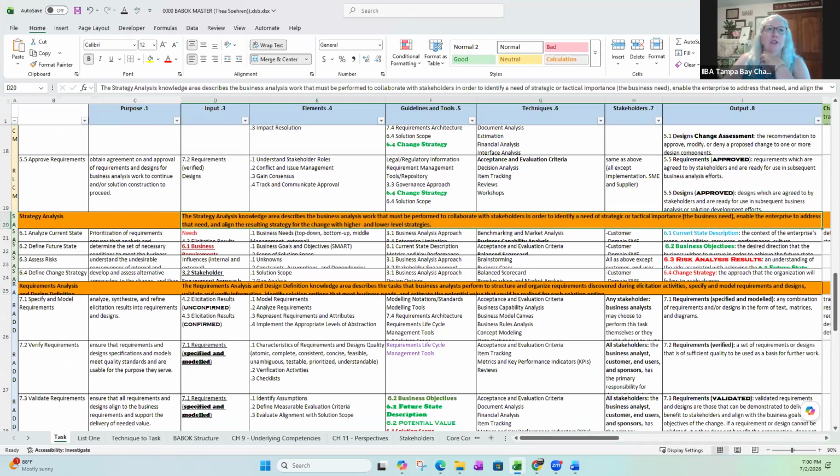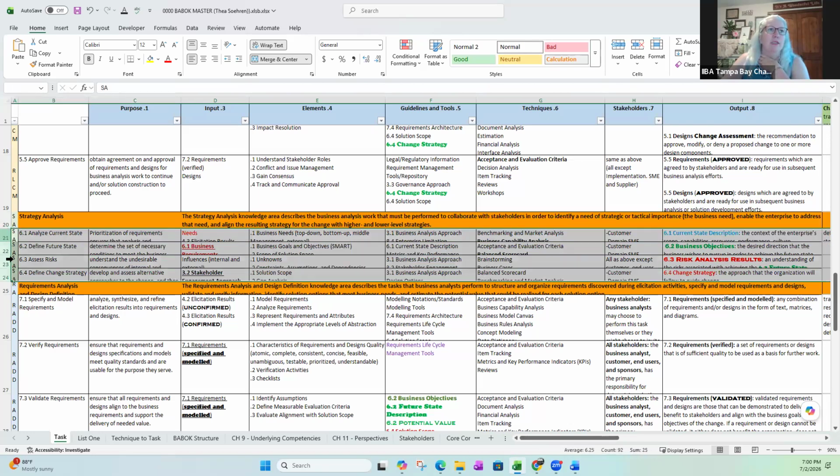Strategy analysis knowledge area describes the business analysis work that must be performed to collaborate with stakeholders to identify a need of strategic or tactical importance, which is the business need, enable the enterprise to address that need, and align the resulting strategy for change with higher and lower level strategies.